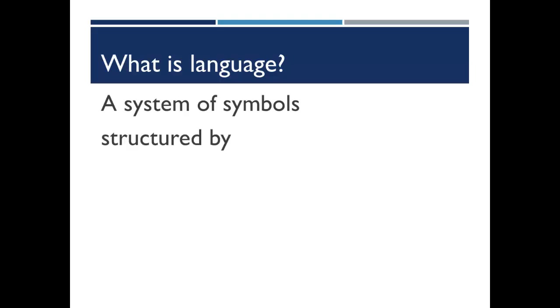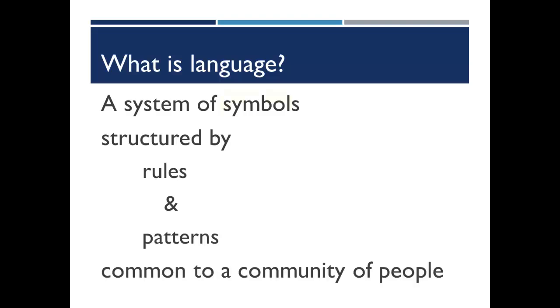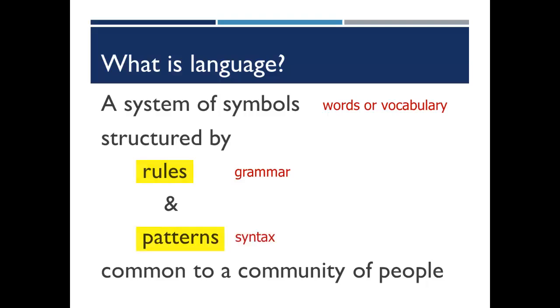What is language really? To put it in academic terms, language is a system of symbols structured by rules and patterns that is common to a community of people. A symbol is a word, sound, gesture, or visual image that stands for something else, like a thought, concept, object, or experience. Specific to language, symbols are words, or the vocabulary that you use to communicate your meaning to someone else. These symbols are structured by rules and standards, grammar, and patterns dictating how the words are arranged, or syntax.